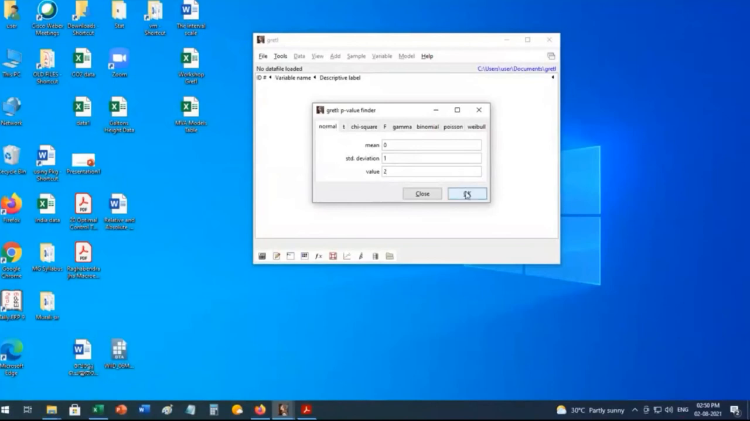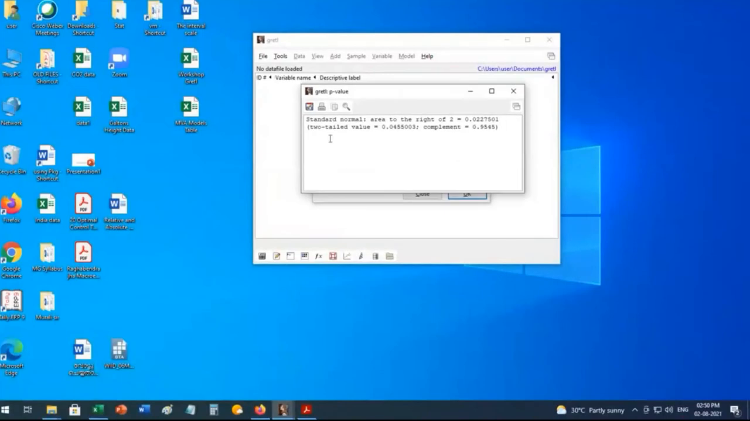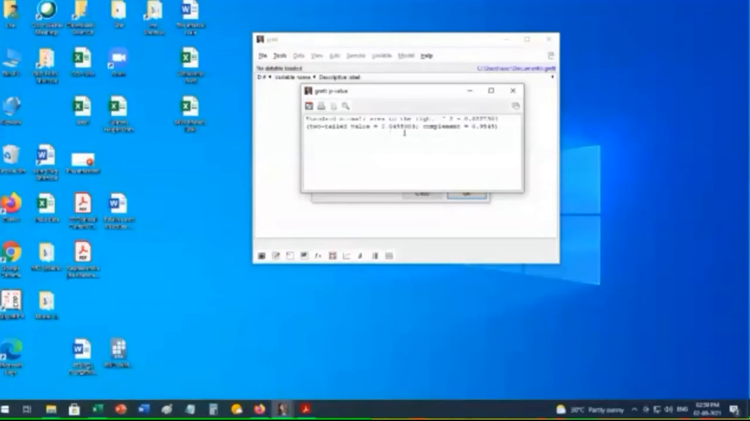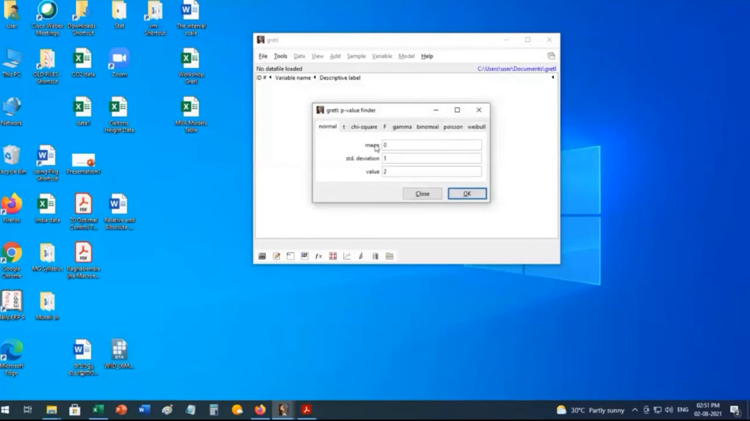Now click OK, and we get the probability. The two-tailed probability is 0.0455. And the area to the right of 2 is 0.0227. That is one tail for the one tail test. And remember, for the two-tailed value, this is less than 5%. So that value 2 lies in the rejection region of the distribution. So the p-value also is available. We can find out the p-value for all these distributions.